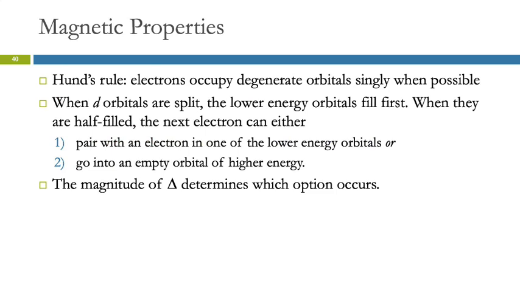Magnetic properties. I kind of mentioned this. Hund's rule: the electrons occupy degenerate orbitals singly first, and then they pair up. Just like if you were staying in a hotel room that had 5 beds, and there were 4 of you, you're there for business, and these are strangers, right? It's a weird situation. You're each going to take your own bed. You're not going to sleep with a stranger unless you have to, right?